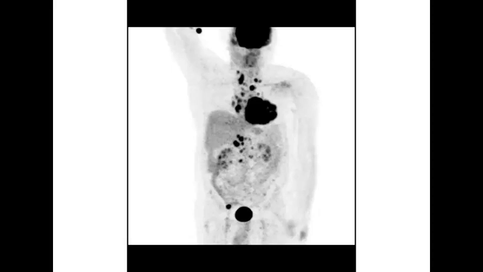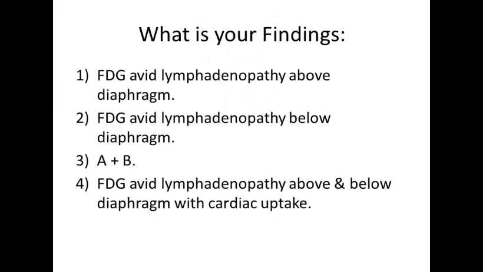This is an FDG PET scan. And this is a question, what's your finding? FDG avid lymphadenopathy above diaphragm, FDG avid lymphadenopathy below diaphragm, both of them FDG avid lymphadenopathy above and below diaphragm with cardiac uptake.